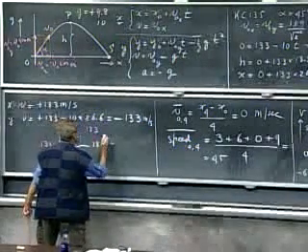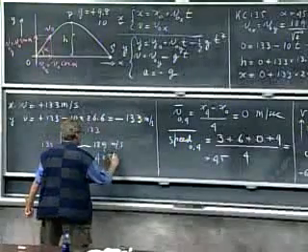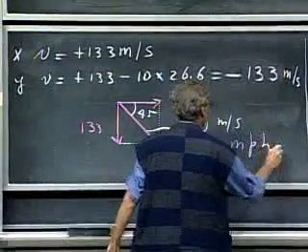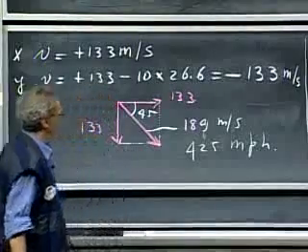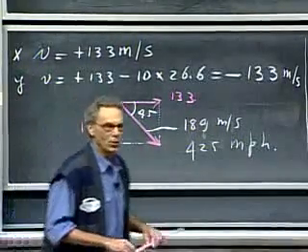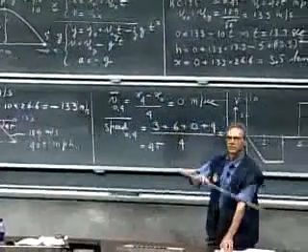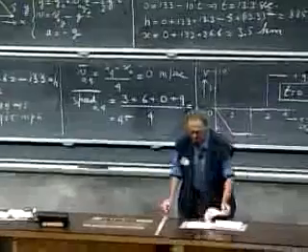189 meters per second. And that is 425 miles per hour. I'm not recommending that you would do this. Of course, it is perfectly reasonable to immediately come to that conclusion because of the symmetry of the parabola.